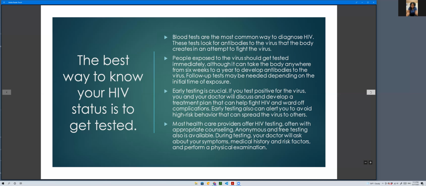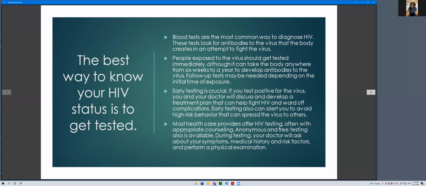Early testing is crucial. If you test positive for the virus, you and your doctor will discuss and develop treatment plans and can help fight HIV and many complications. Early testing also can alert you to avoid high-risk behavior that can spread the virus to others. Most health providers offer HIV testing, often with appropriate counseling. Anonymous and free testing also is available.